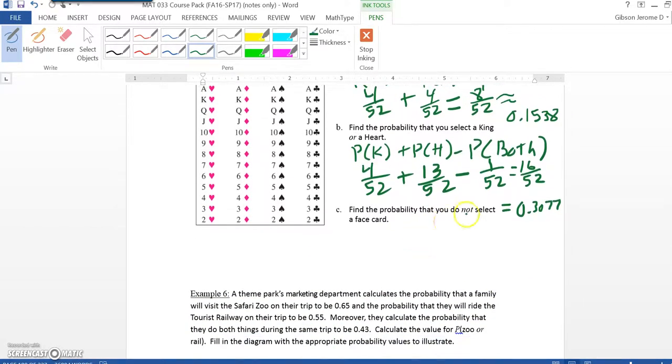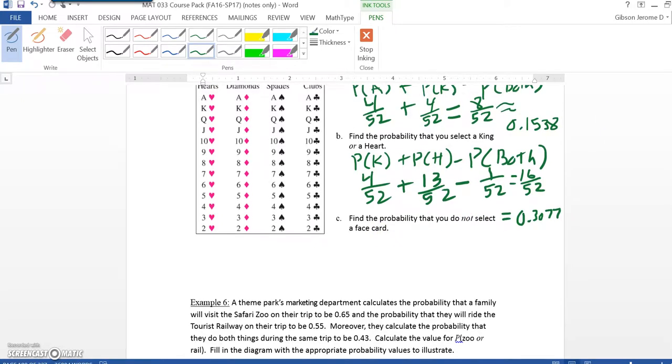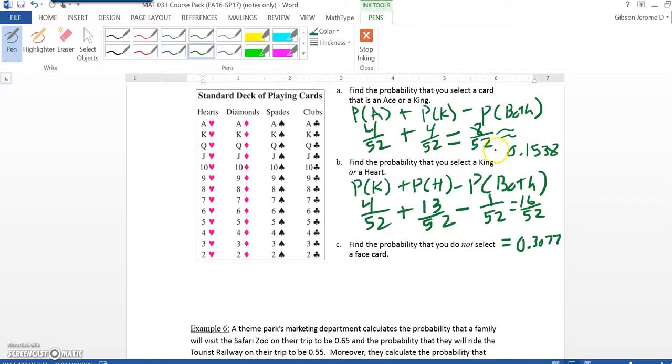It says find the probability that you do not select a face card. Now first of all, you have to know what face cards are. Face cards are basically your king, queen, and jack. Those are all the cards that actually have faces on it. So we have the probability of the complement of the face cards. So it'd be 1 minus the probability of the face cards.